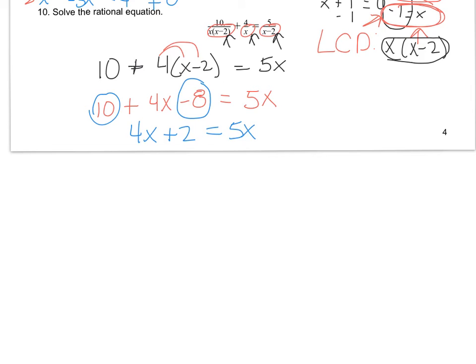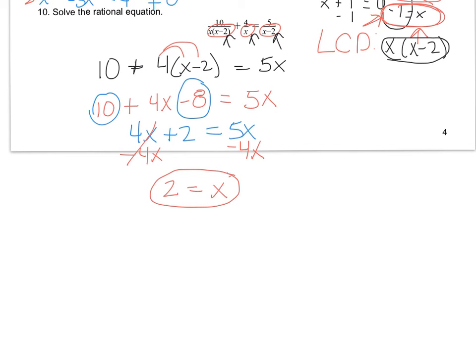Bring down my 5x. Last step, subtract out the 4x because it's like terms with the 5x on each side. That cancels. I have a 2 left. And then 5x minus 4x is just 1x, or just x. So x is 2. Again, we can't stop. We have to make sure we check it.